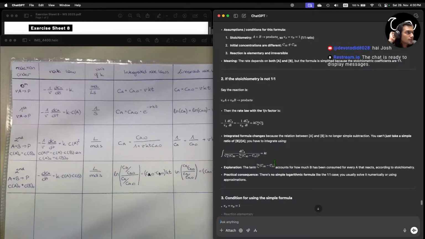You have to integrate using explanation. The term accounts for how much B has been consumed for every A that reacts according to stoichiometry. There's no simple logarithmic formula like the one in the 1:1 case. You can just solve it numerically by using approximations.